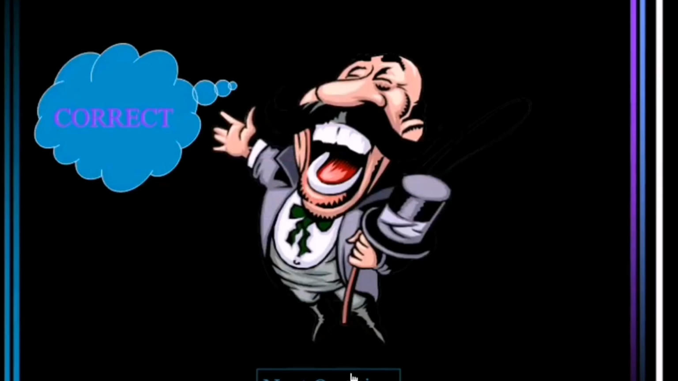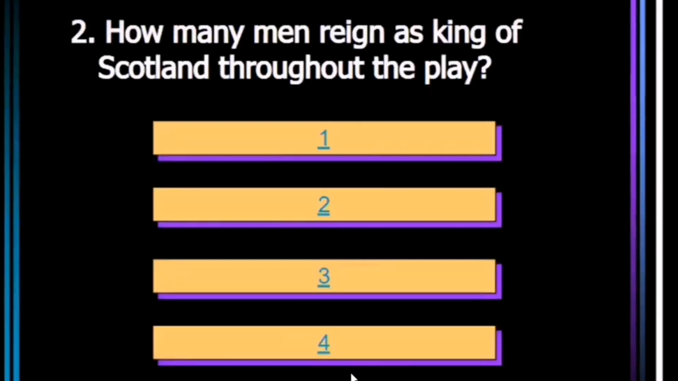So here we go with the next question. How many men reign as King of Scotland throughout the play? 1, 2, 3, 4. Please answer. You have the time. Okay, here the answer is 3.